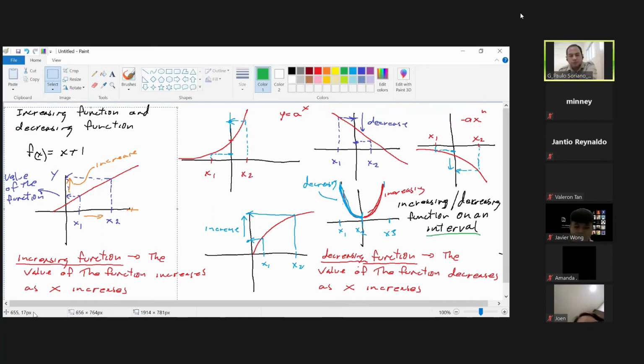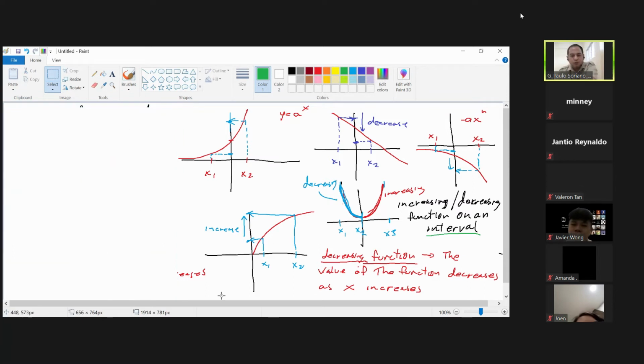Anyone? Cubic? I think the answer would be cubic is mixed. Okay, there, my answer is you are partially correct. It can be increasing or decreasing function at an interval. Why? Because I can get a cubic function like this, correct?